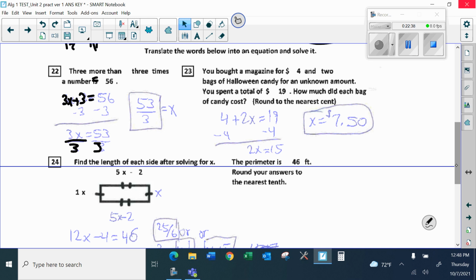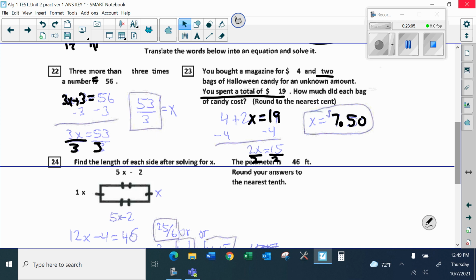23. You bought a magazine for $4 and 2 bags of Halloween candy for an unknown amount. So that's 4 plus 2, because I got 2 bags. Okay, unknown amount. The unknown amount is x. So 4 plus the 2x equals, you spent a total of $19. So equals 19. Subtract the 4 across, I get 2x equals 15. And last step, divide by 2. 15 divided by 2 is $7.50.